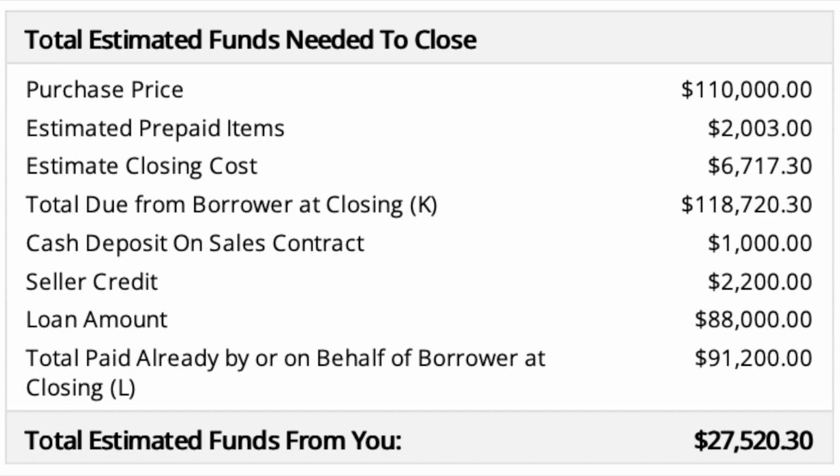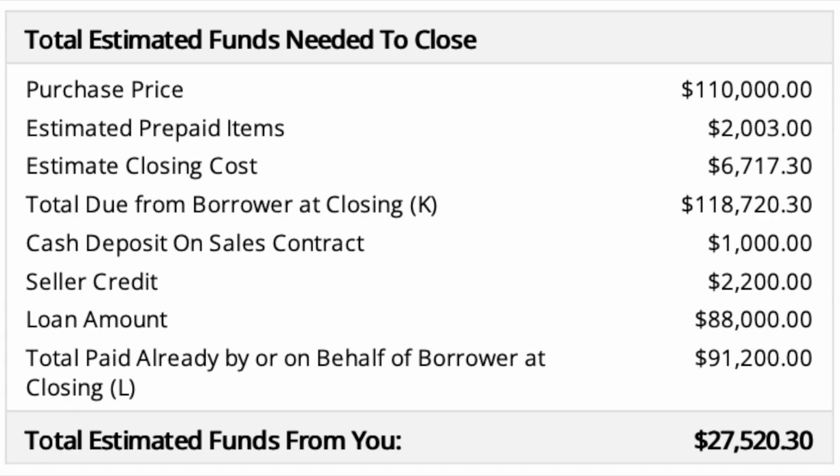Estimated closing costs, $6,717. So that would be all of the very first things that we spoke about added together. So that would be the origination fee, the services I can't shop for, so processing and underwriting, and then the title. So that would be $6,717 added up. So then it says total due for borrower at closing, $118,000.